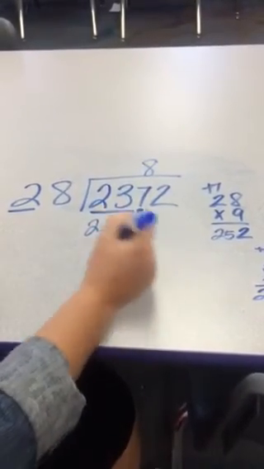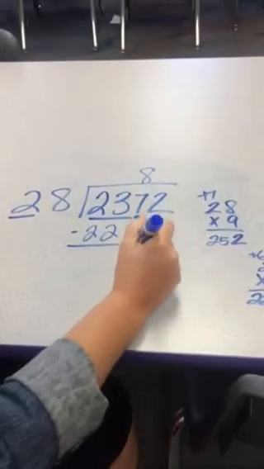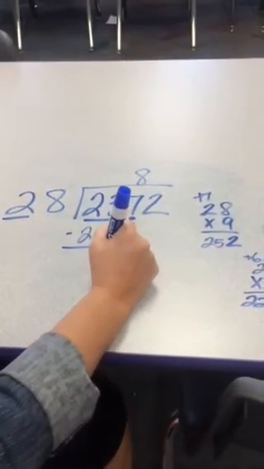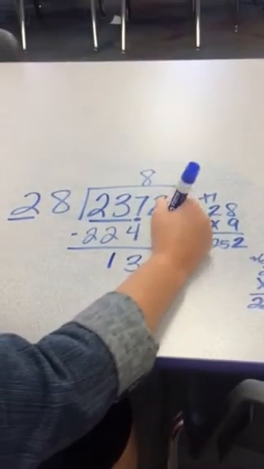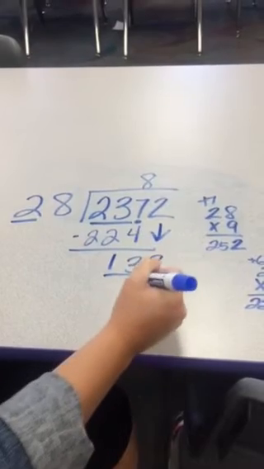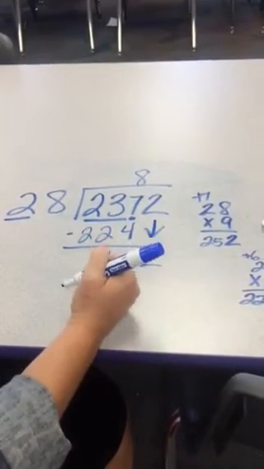Now, after I multiply, I subtract. 7 minus 4 is 3. 3 minus 2 is 1. Do I have something to bring down? Sure do. I'm going to bring down that 2, and I'm going to underline the 13 because that's going to give me a place to start.